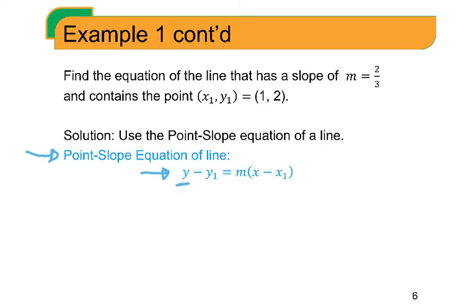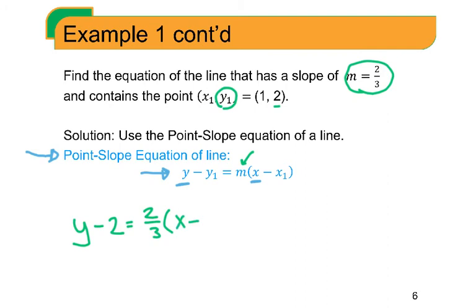So this y here and this x here, they stay the same. So I'm going to write y minus y1. What is y1? The number 2. Equals the slope, 2/3, times x minus x1, which is 1. Now, we have to multiply this out. So y minus 2 equals 2/3 x minus 2/3.